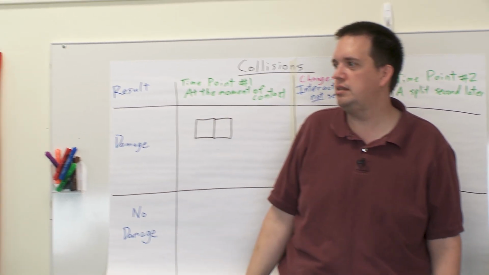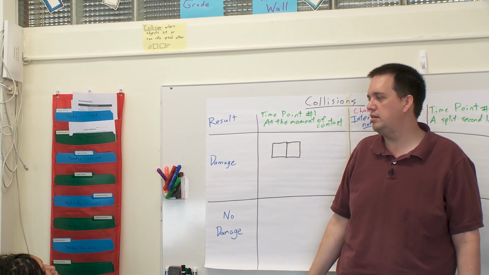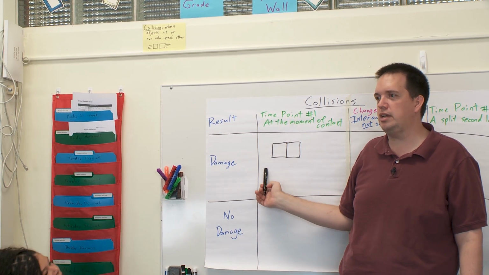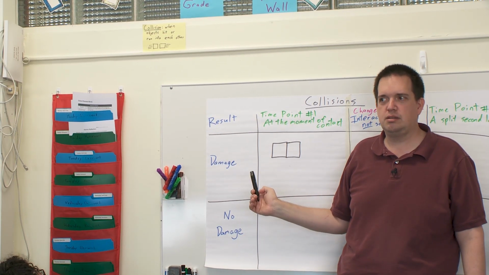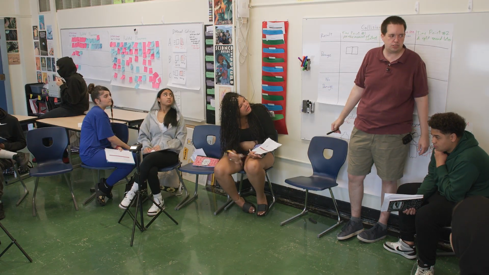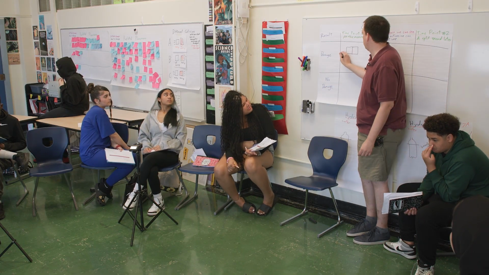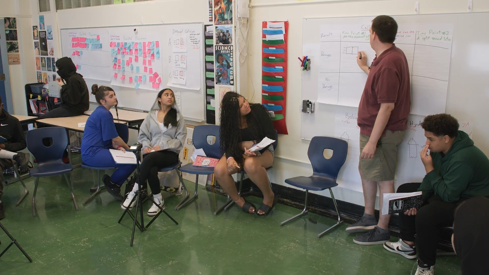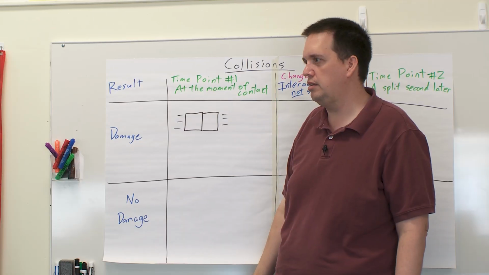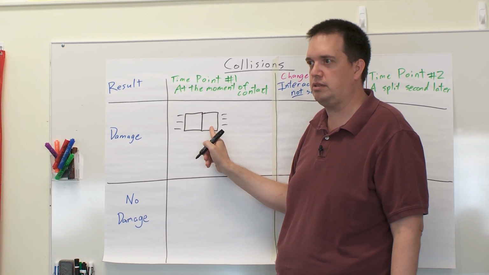When objects hit or run into each other. Is this showing that they're hitting each other? No, it's just touching. So how could I make that? The lines on the side. The lines. Okay, so I'm going to draw some lines to show that they're running into each other. So this is the moment that they touch.